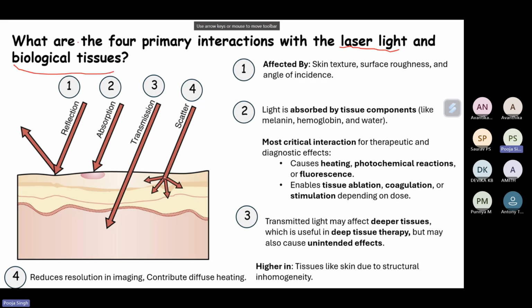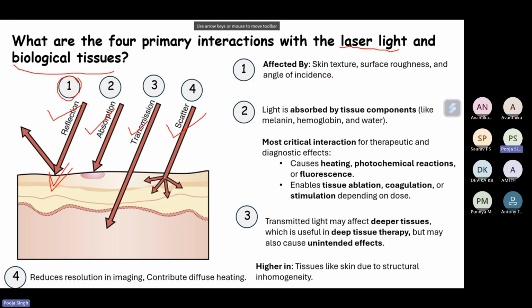What does the interaction cause? There are four primary interactions. Whenever any light is incident on your material, what basically happens is reflection, absorption, transmission, and scattering. I think you have heard of these. Similarly, in biological tissue the same processes occur. First, reflection means nothing is going inside. You can see the first one undergoing reflection.